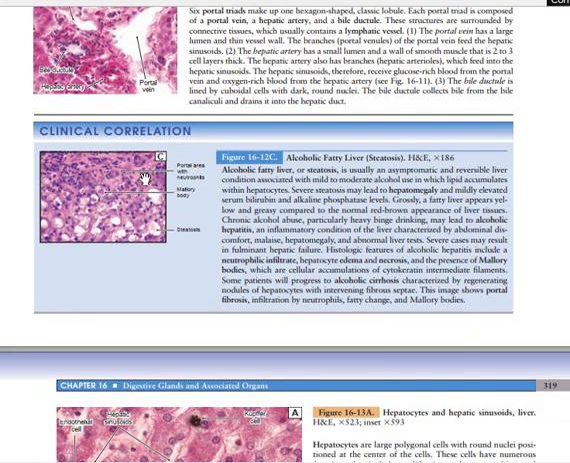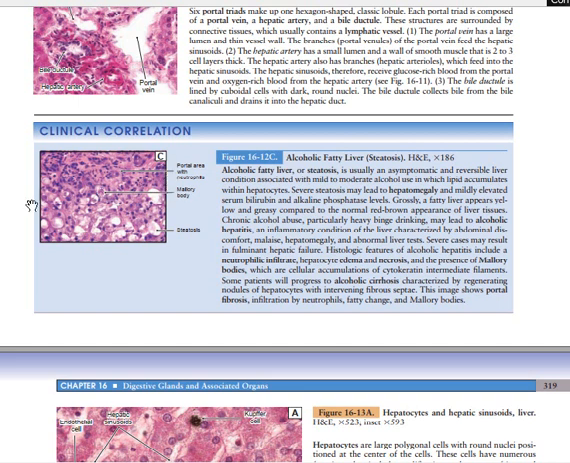So now, what is the clinical correlation here? In clinical correlation, we have alcoholic fatty liver disease, also called steatosis. Alcoholic fatty liver disease or steatosis is usually an asymptomatic and reversible liver condition associated with mild to moderate alcohol use, in which there is lipid accumulation within the hepatocyte.